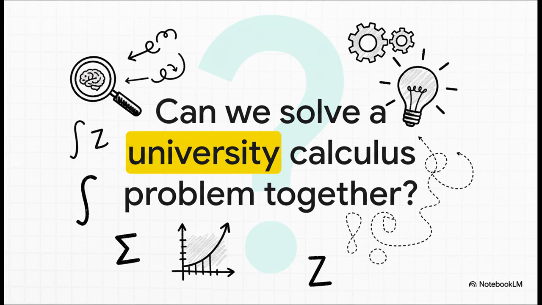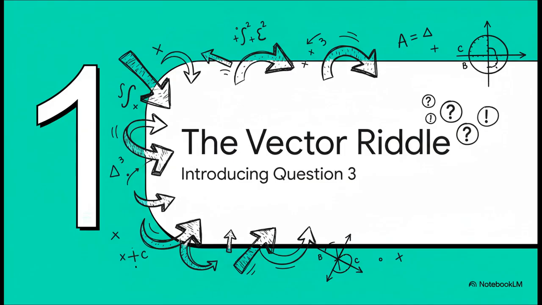We're just going to zoom in on one single question and see if we can decode the language of higher math together. And here is our challenge. It's question 3, which I'm calling the vector riddle. Now, it's a multiple choice question, which might sound easy, but the real magic is in the journey we take to find that one right answer.